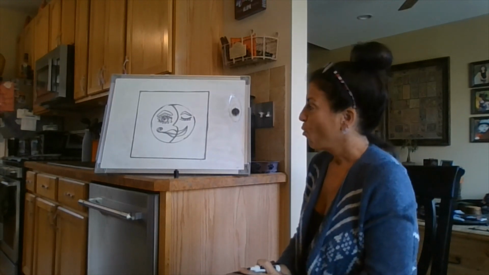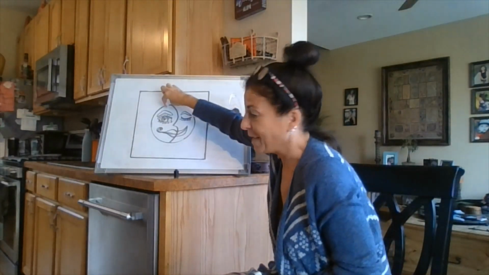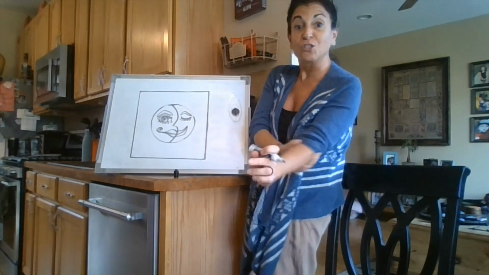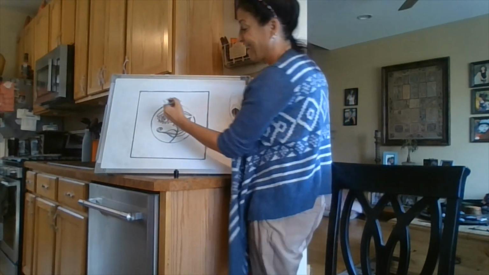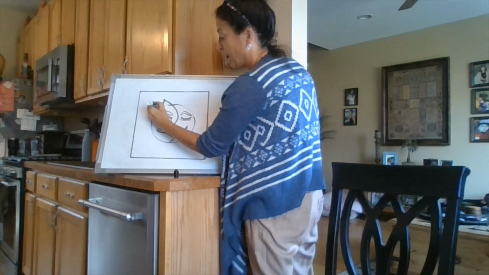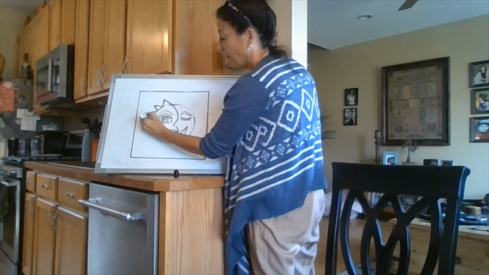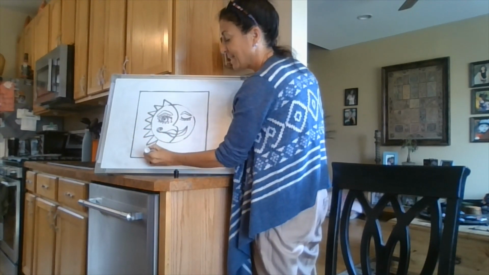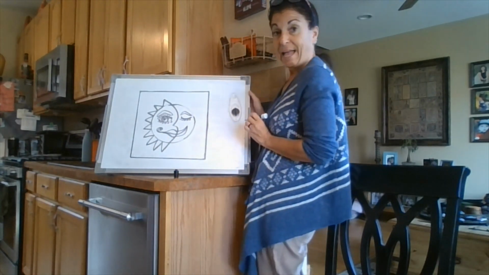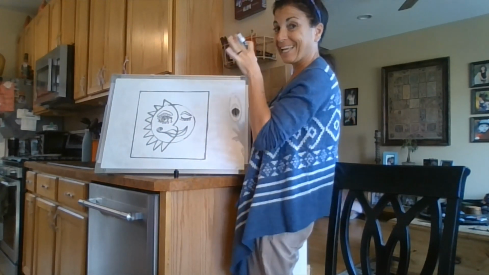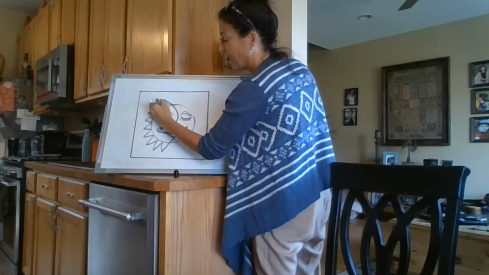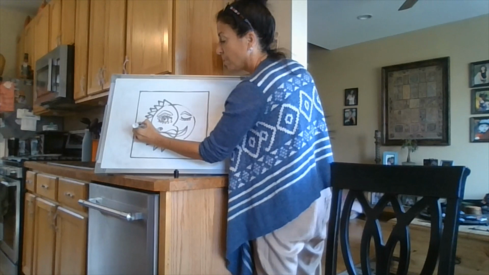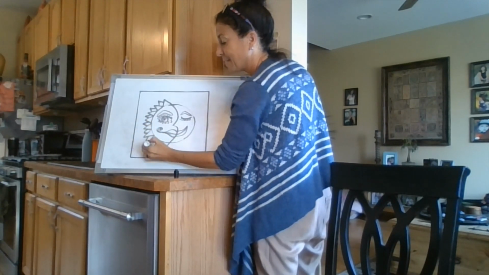From there, we are going to create the rays of our sun. The way I'm going to do that is I'm just going to make a zigzag line going around the entire half that is my sun. So I'll stop right there. And if I want to make it a little more pizzazzy, you can even add more coming out in between your zigzags.